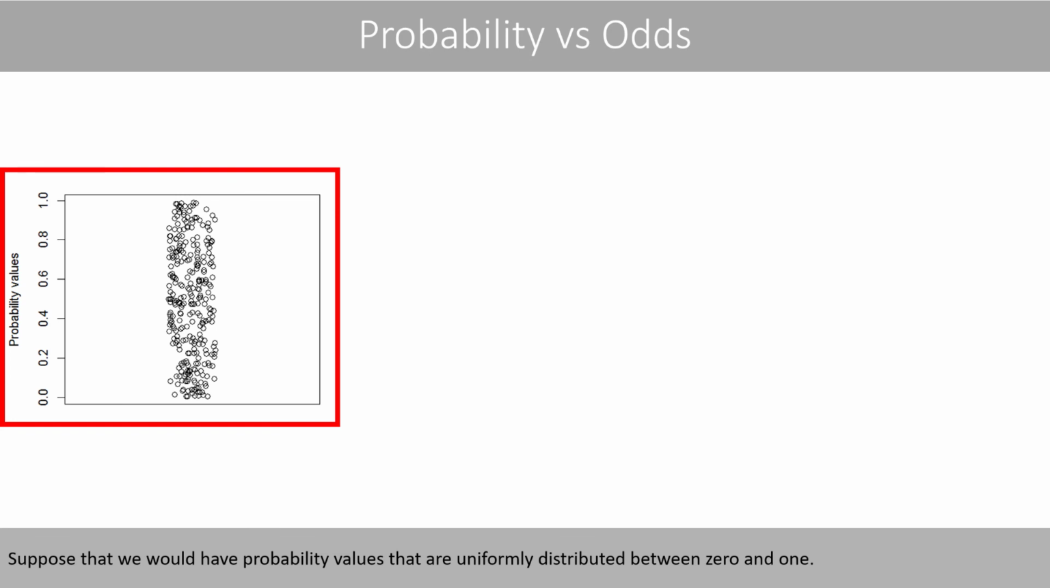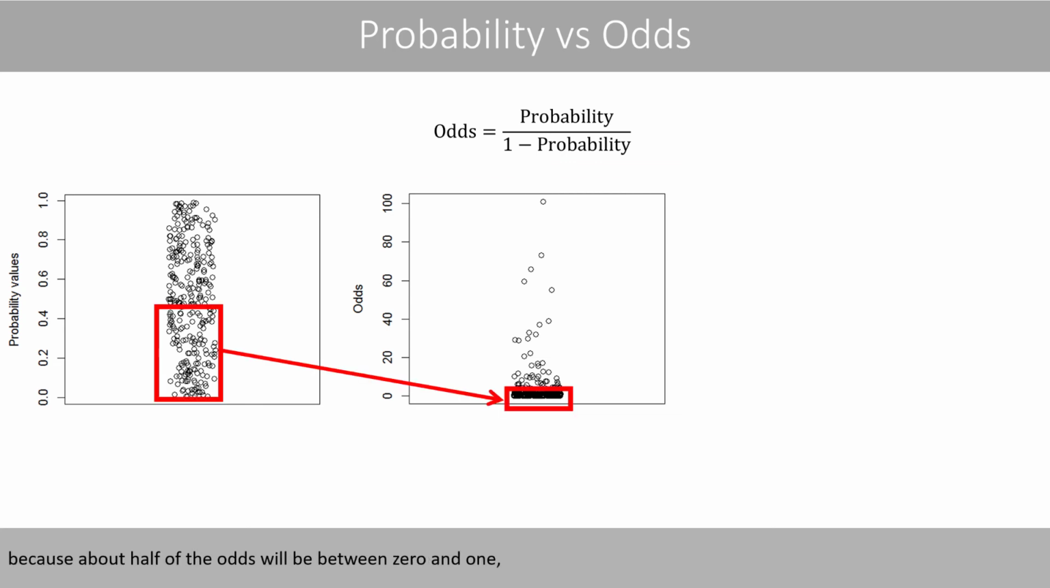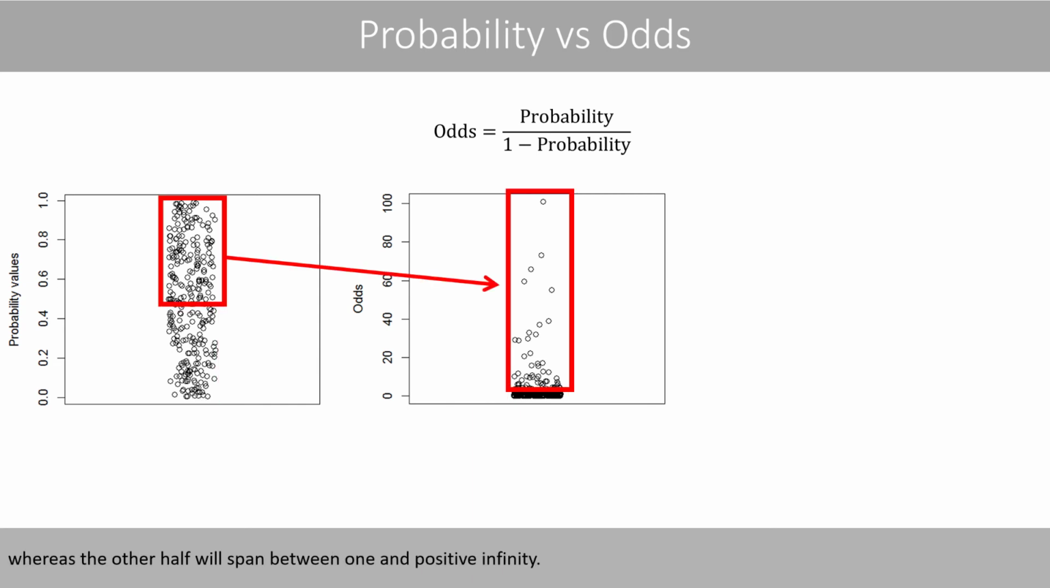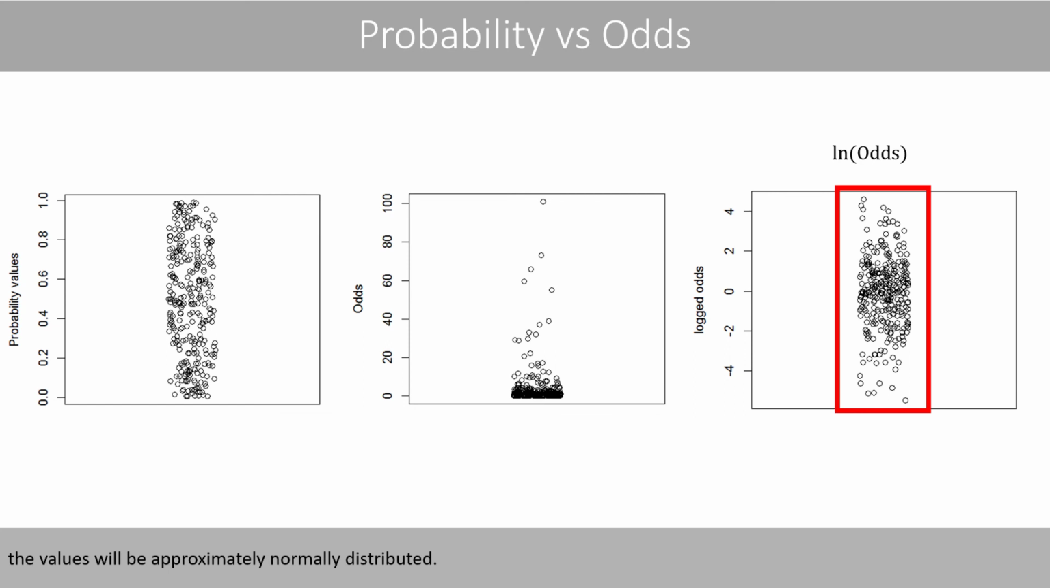Suppose that we would have probability values that are uniformly distributed between 0 and 1. If we would calculate the odds based on these probabilities, the odds will have a skewed distribution, because about half of the odds will be between 0 and 1, whereas the other half will span between 1 and positive infinity. If we log the odds, the values will be approximately normally distributed.